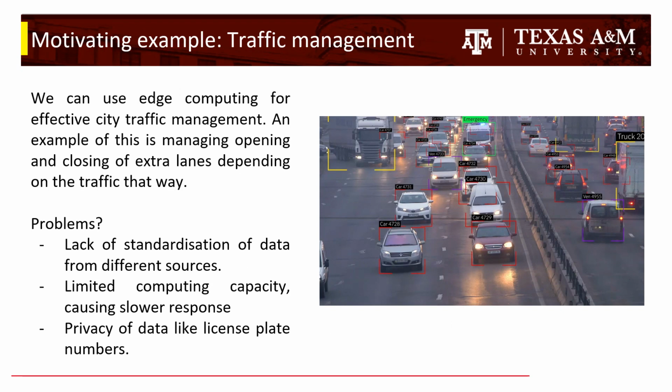Consider another example where we can use edge computing for effective city traffic management. An example of this is managing opening and closing of extra lanes depending on the traffic that way. This has various issues like there is lack of standardization in the data from various sources like camera or detectors because they are in different formats. Or let's say in high rush hours, the response gets slower due to limited computability.